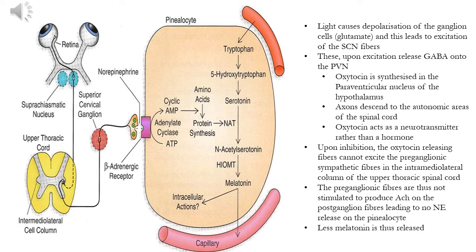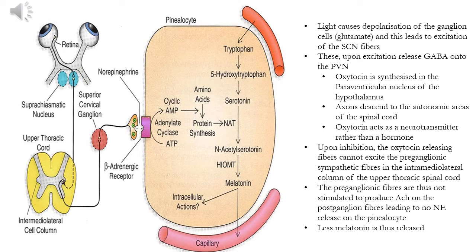Okay, so where we left off in class was really what happens when there's light. So, as I said, when there's light, you have depolarization of the ganglion cells and they release glutamate on the SCN, which is the suprachiasmatic nucleus. Now, these are GABAergic. Not shown on this is actually their synapse to the paraventricular nucleus.